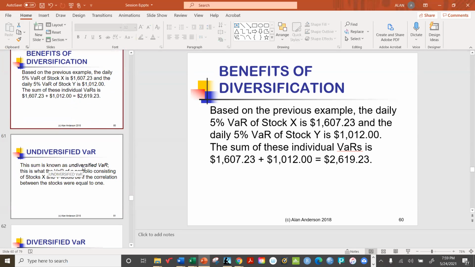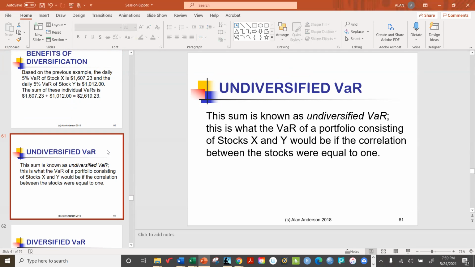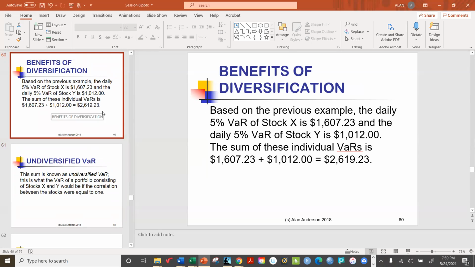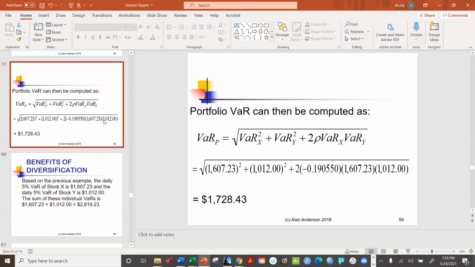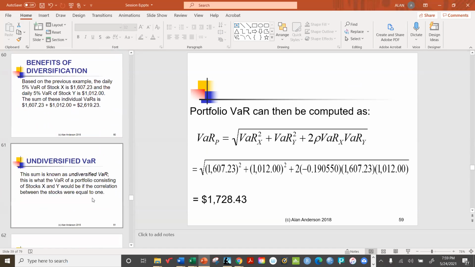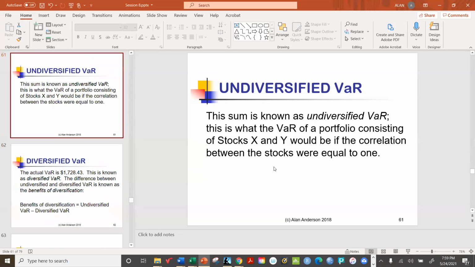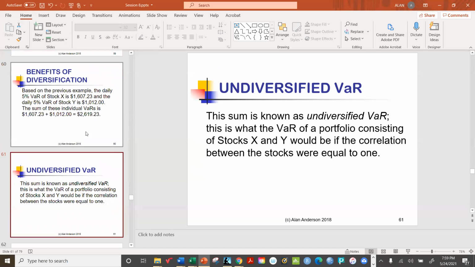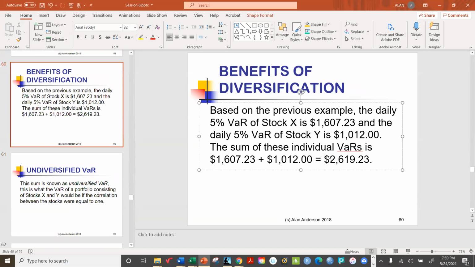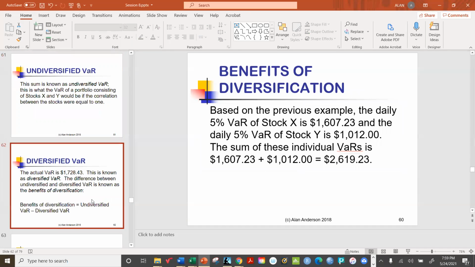So what happens here is that we'll define what we will call undiversified value at risk, which is what the portfolio VAR would be if the correlation between the two stocks was exactly equal to 1. In other words, they're perfectly positively correlated. Based on this formula, if we replace that correlation with a 1, the portfolio VAR will simply be the sum of the two individual VARs. In other words, if these two stocks had a correlation of 1, the value at risk would have been about $2,600.